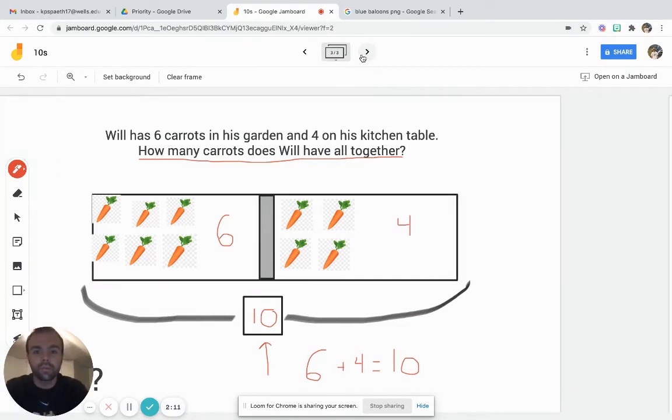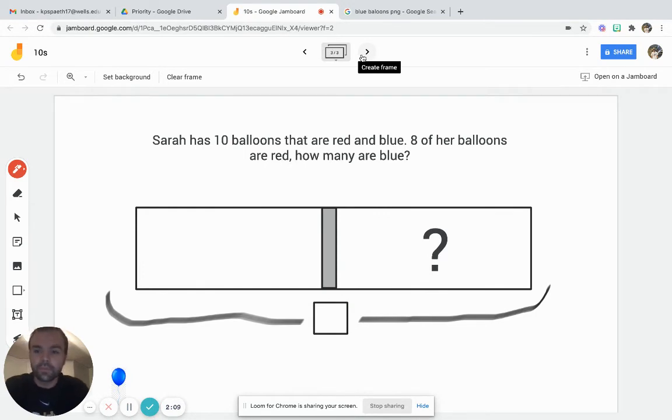We can try this one, which is a little bit different. It says Sarah has 10 balloons that are red and blue. 8 of her balloons are red. How many are blue? We know already that we have our total. Our total is 10 balloons, so we're not looking for our total. We can already write 10 down here at the bottom. 10 balloons, that's our total. And we know how many are red. 8 of her balloons are red. What we don't know is how many are blue.